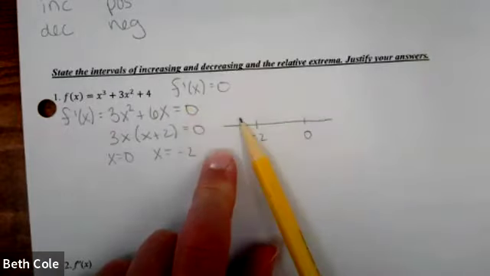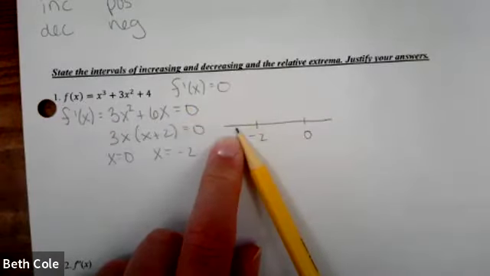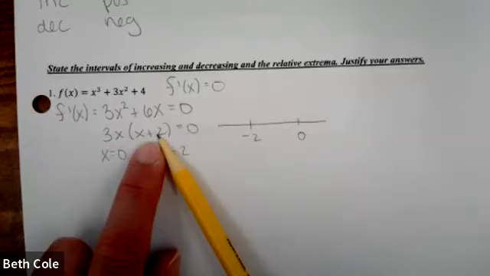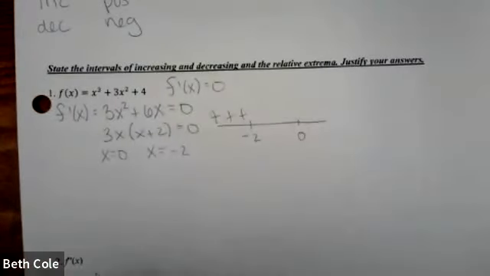All right, give me a number that lives in this section. -4, okay? 3 times -4 is negative, and -4 plus 2 is negative. So a negative times a negative is positive. And that's all you're doing. You don't have to work it out the whole way. You're just figuring out whether it's positive or negative.